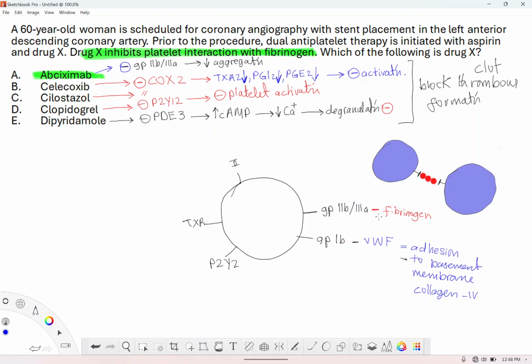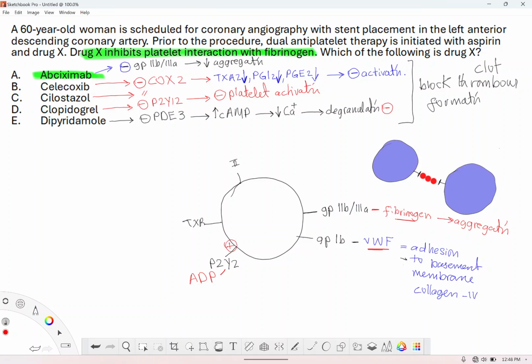Okay, so far we have two things. Fibrinogen is responsible for platelet aggregation, aggregation already here, whereas VWF is responsible for adhesion. Okay, all right. Next thing is P2Y2. P2Y2 binds ADP. When ADP activates this P2Y2 receptor, it leads to platelet activation.